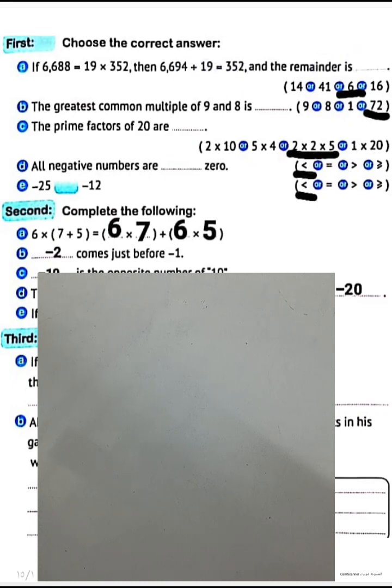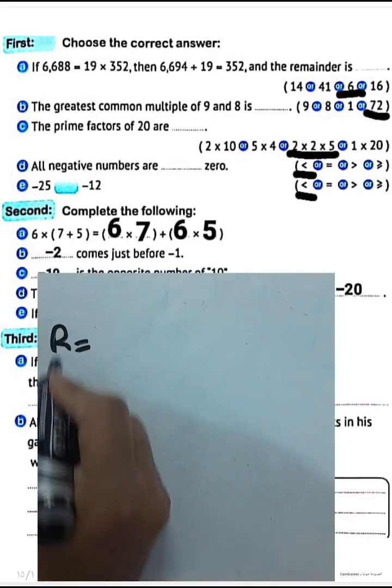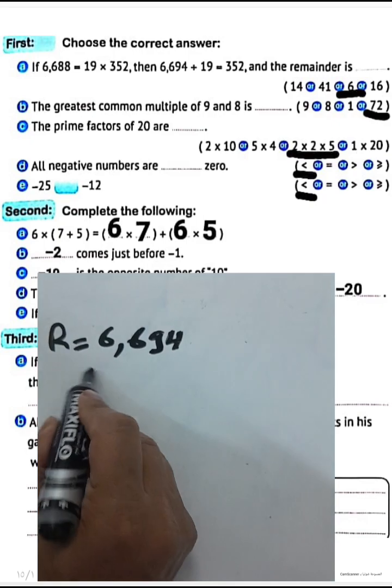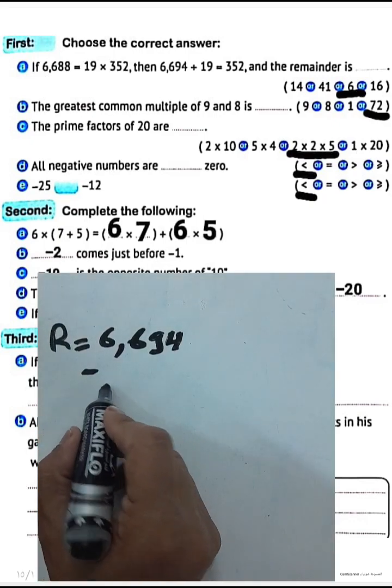To find the remainder, you must find the difference between the two dividend numbers here. Write the greatest number, 6684, subtract by this number, 6688, to find the remainder. Okay, then the remainder will be 6684 subtracted by this number.